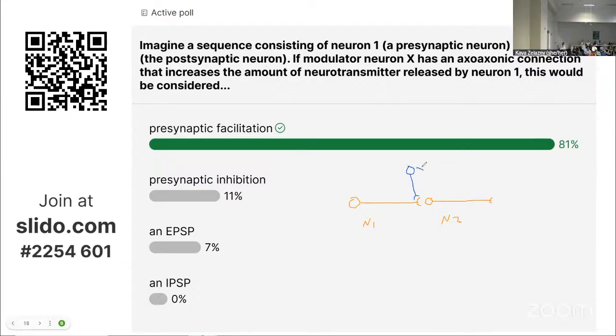Okay. And in this case, we're saying that when X fires at the same time as neuron 1, we release extra neurotransmitter, which means this is presynaptic facilitation. Now that neurotransmitter could itself be excitatory or inhibitory. Happens to be inhibitory. This will still create an inhibitory postsynaptic potential on neuron 2, even though we have this facilitation happening between neuron 1 and this modulating neuron X. So focus on more neurotransmitter, less neurotransmitter for these words.